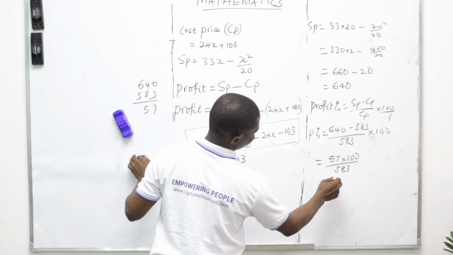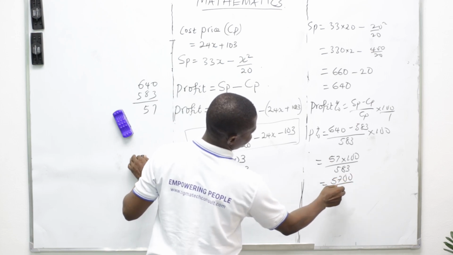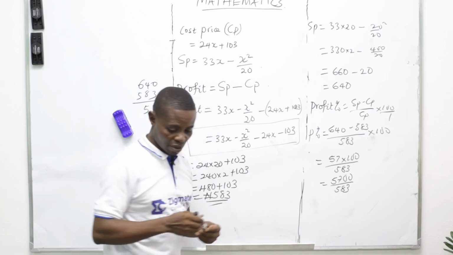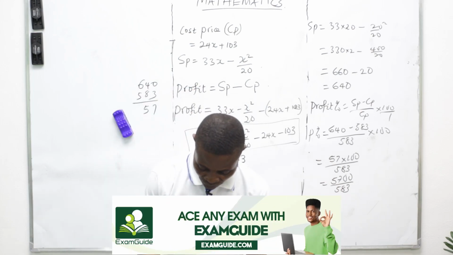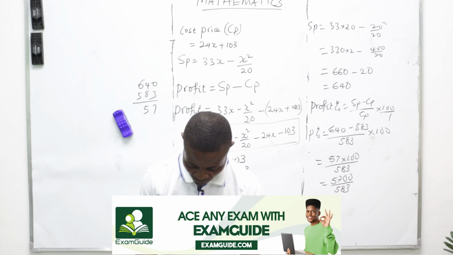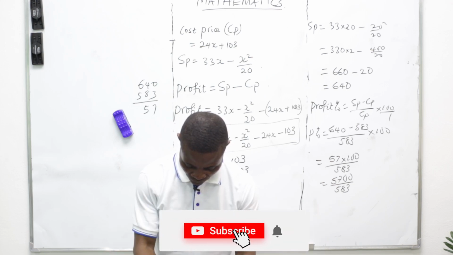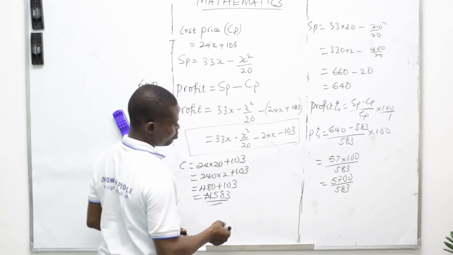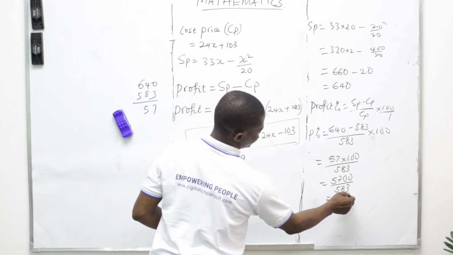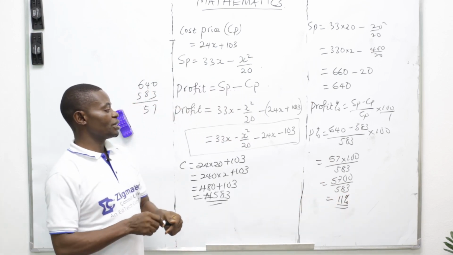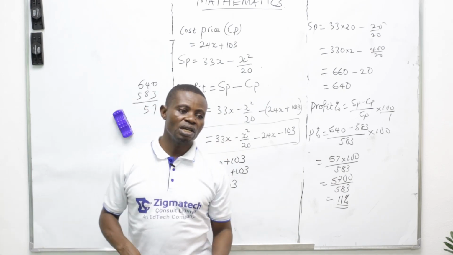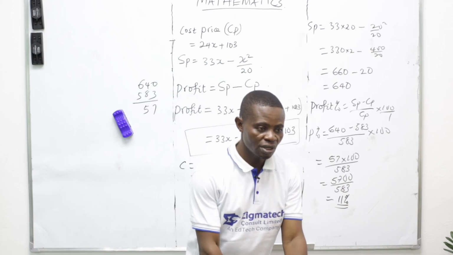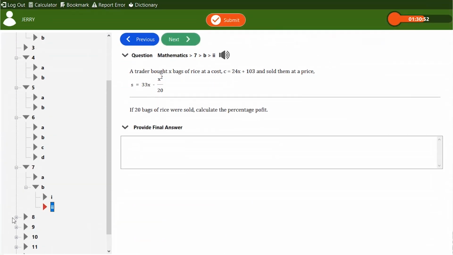583. That is 5,700 all over 583. Let's divide it. I'm going to have 11%. So percentage profit here is what? 11% is the profit to this business.